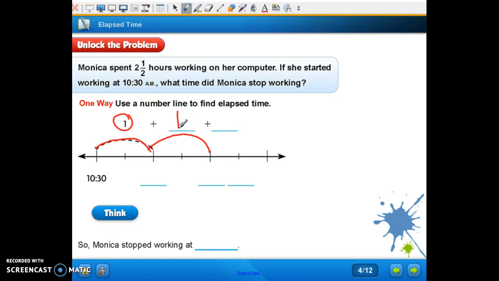And then she worked, oh, I'm supposed to be writing the time here. Then she worked how much after that? Another half hour. So plus 1/2. So I have 1 plus 1 is 2 plus 1/2. So after 1 hour, what time was it? 11. It went from 10:30 to an hour later, 11:30. Then I did another hour, which would be 12:30.